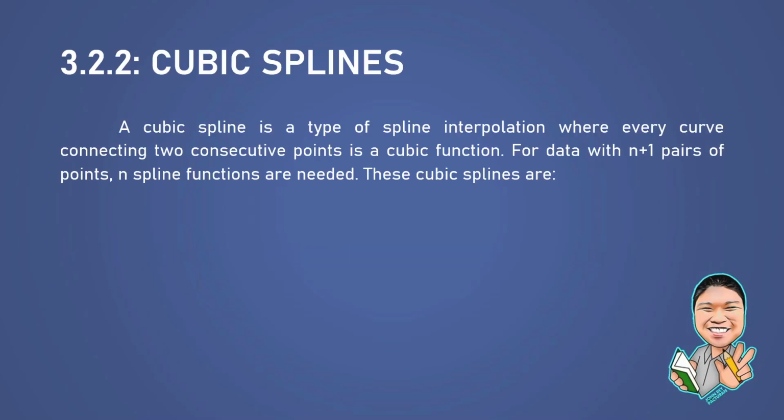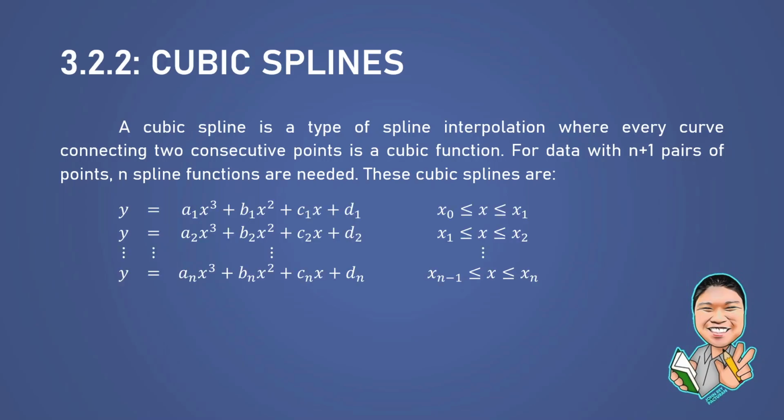For the cubic splines, a cubic spline is a type of spline interpolation where every curve connecting two consecutive points is a cubic function. For data with n plus 1 pairs of points, n spline functions are needed. So, katulad lang siya kanina kay quadratic splines, only that naka third degree na yung kada function.